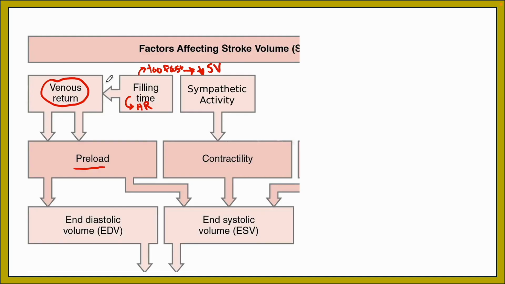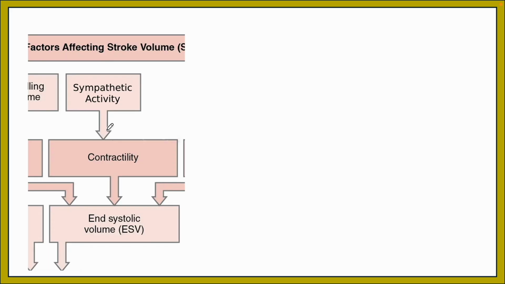So preload, then part of the reason venous return is going to contribute to this has to do with the increased stretch of the muscle. So this is going to be why venous return increases the stroke volume without changing the contractility, because increased stretch of the cardiac muscle increases the force of contraction.